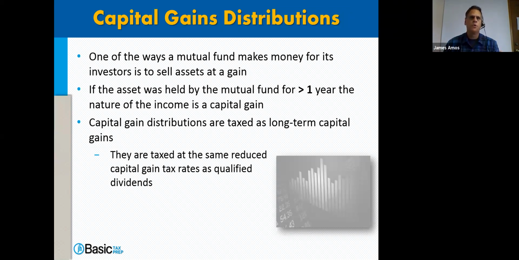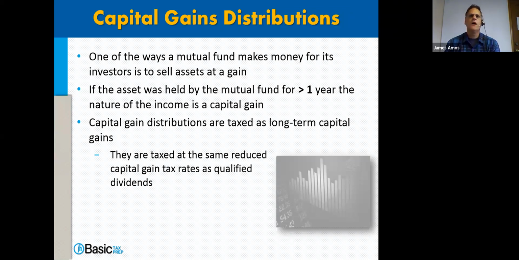So short-term holding, long-term holding. Year or less, longer than a year. Okay. And in a mutual fund, if they have a capital gain distribution, regardless of how long it's held, it's treated as a long-term capital gain, even if it really was not long-term. It's an exception to the rule. And in that case, they are taxed at the same reduced capital gains rate as qualified dividends.